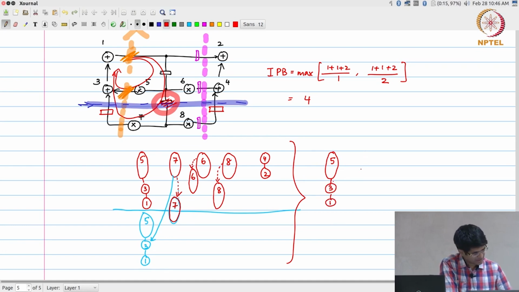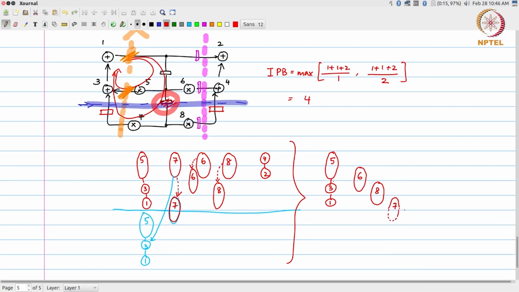Operation 6 starts here, operation 8 starts here, operation 7 starts here and goes over into the next iteration. Operations 4 and 2 are scheduled here.